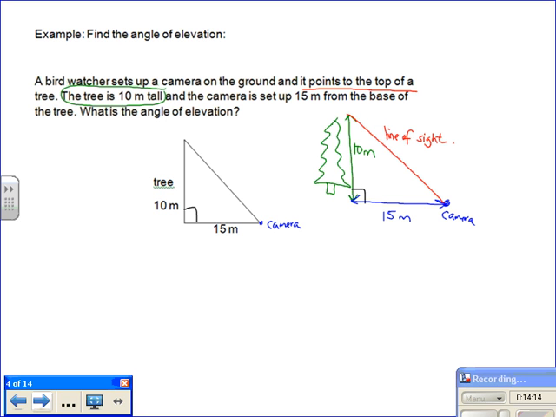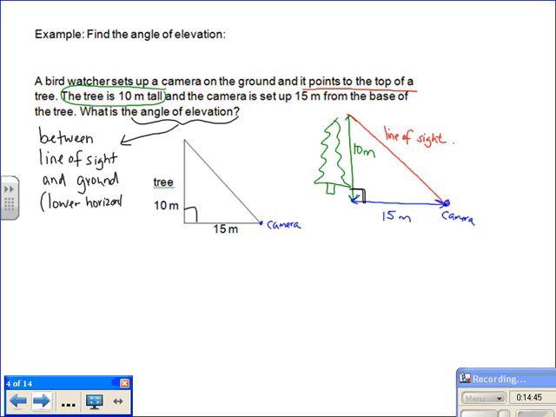Well, which of these angles, I know it's not the 90-degree angle, but which of the other two angles is the angle of elevation? Let's come back here and remind ourselves what that means. The angle of elevation is between the line of sight, always, and the ground, or the lower horizontal line.